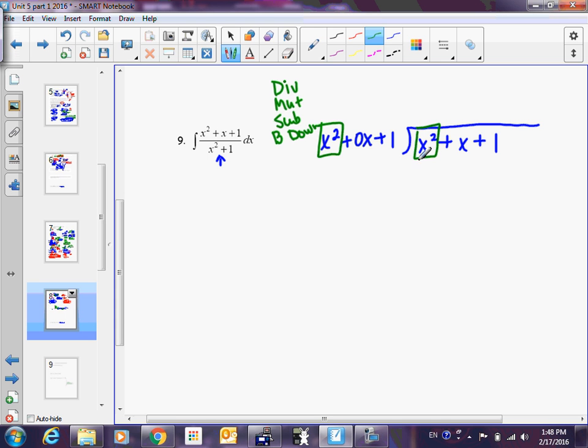Sometimes this is going to be an easy step, sometimes it won't be so obvious. How many times does x squared go into x squared? Once. So this one was more obvious than maybe another problem would be. So if you're not sure what should go here, think of it like this. When you multiply 1 times this whole thing, let's go ahead and do that. 1 times x squared, 1 times 0x, and 1 times 1. When you do this, these 2 terms should be the exact same, because our next step is to subtract.